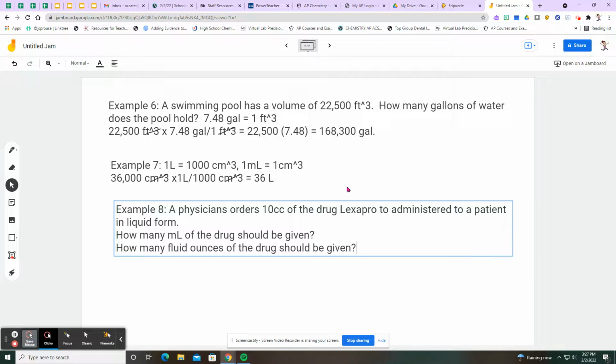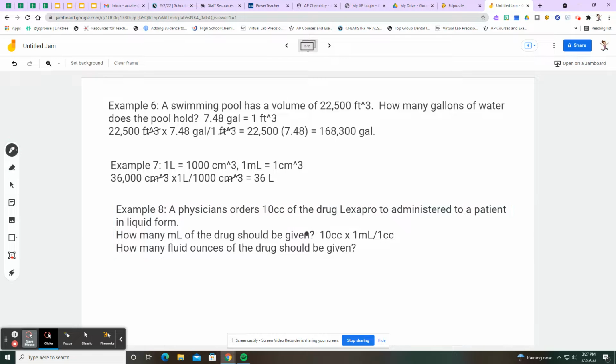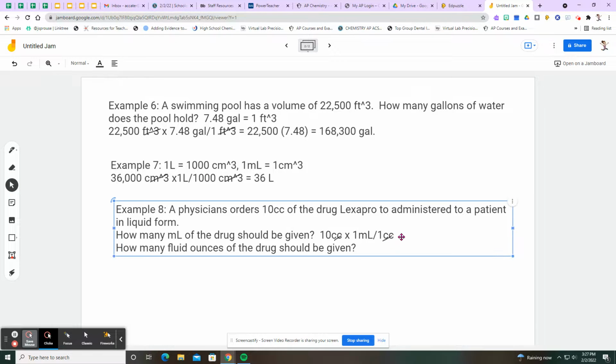Okay, so what we're going to do is remember that 1 cubic centimeter is the same thing as 1 milliliter. So if he's ordering 10 cc's, if we do our conversion, 10 cc's, that's cubic centimeters, times 1 milliliter over 1 cc, 1 cubic centimeter. So again, my cc's will cancel because one's in the top and one's in the bottom. And that's just going to be 10 milliliters.